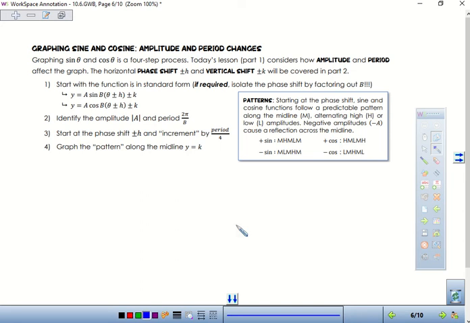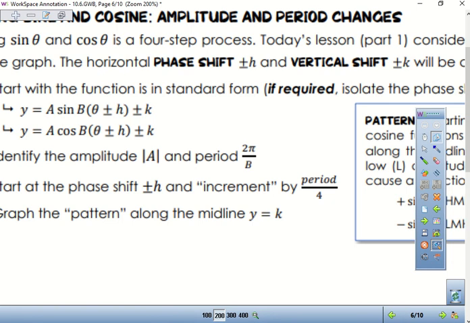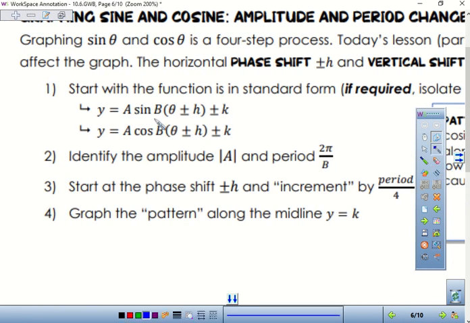So start with the function in standard form. This is the true standard form of the sine and cosine function, where we involve the horizontal and vertical shifts. Now, in the world of trigonometry, instead of calling it a horizontal shift, we call it a phase shift, but it does the same thing. It just shifts it on a phase. That's why they call it that. So we could label phase shift as horizontal shift.